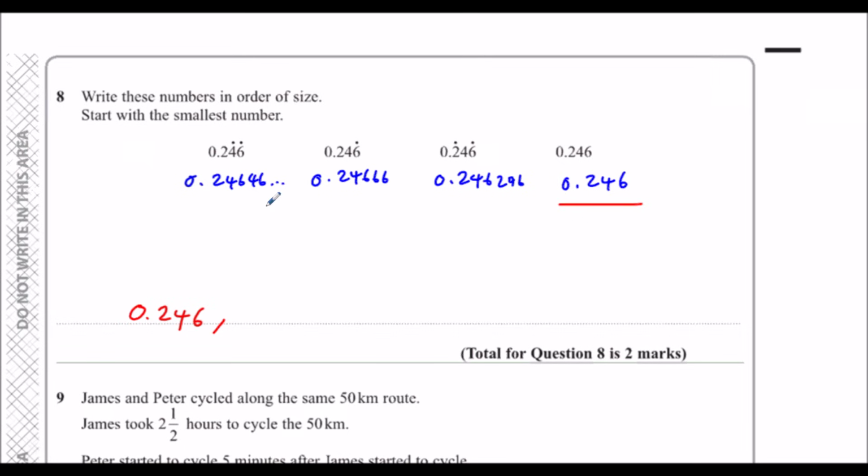Then what's the next digit? The next smallest digit is a 2. So we've got 0.246246 all recurring. Then we've got a 4 on this one, 0.24646. And finally 0.246 recurring.